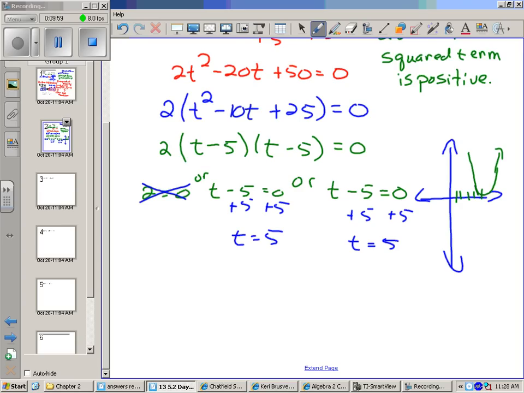vertex point. Whenever I'm finding these answers, I'm actually finding my x-intercepts. My roots is another name for this. And this is called a double root. Whenever I get an answer that repeats itself, t equals 5, t equals 5, it's called a double root because I'm actually finding the vertex. So my one answer is just t equals 5.